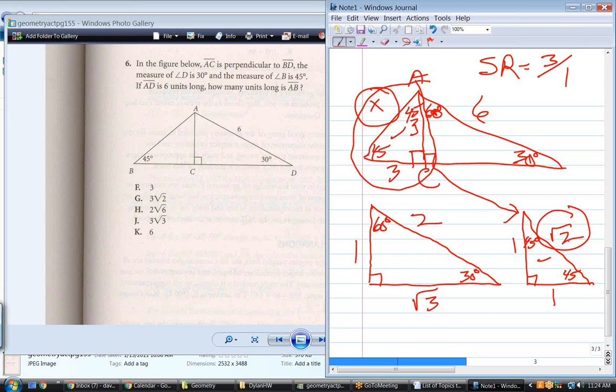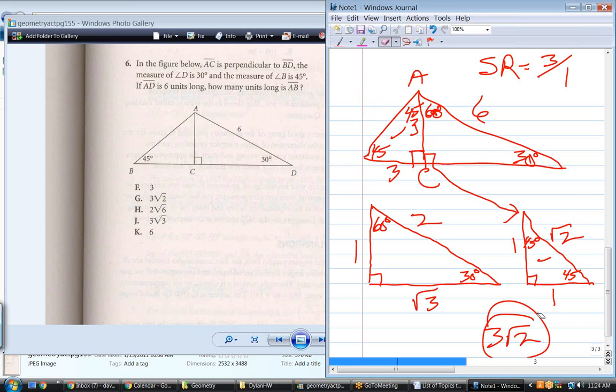When I say what is 3 times bigger than root 2, it's this. That means 3 times root 2. Okay, that makes sense. So that's what x is, 3 root 2. So 6 would be G.